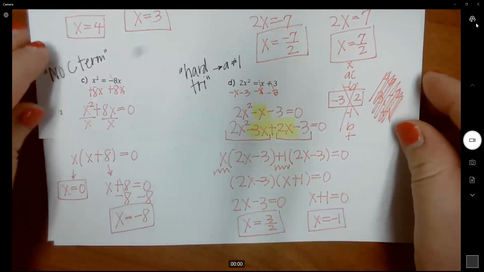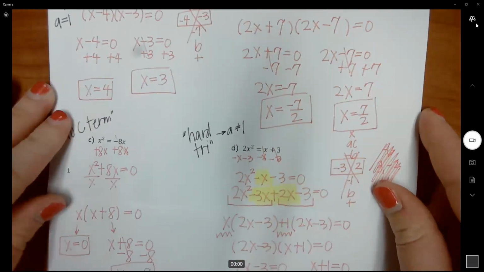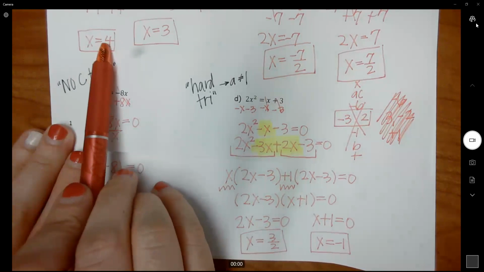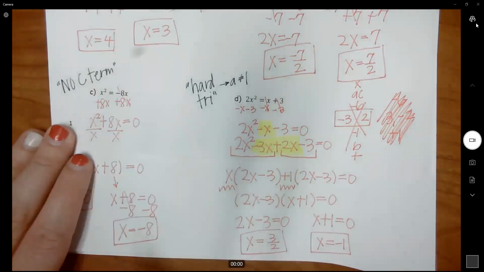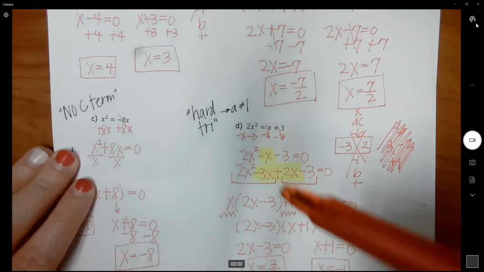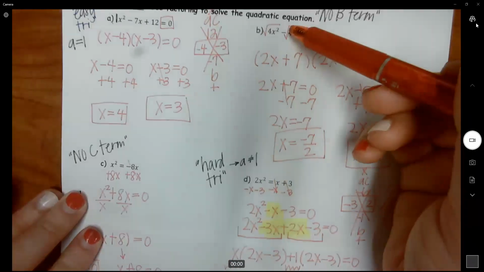Notice that all of these here had two answers to their problem. Sometimes those answers will repeat. So sometimes you might get x equals 4, x equals 4. That's still two answers. You'll always get two of these because these are quadratics.